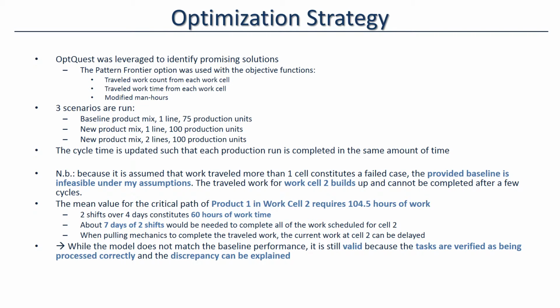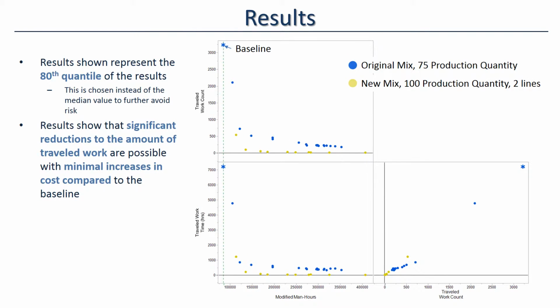So while we don't match our baseline performance, this model is still valid because the tasks are verified as being processed correctly, and this discrepancy can be explained. However, to compare, we've created a modified baseline where we've added 2 Saturday shifts for work cell 2 over the baseline. Okay, so here we're presenting the results from our optimization experiment, and we're presenting the 80th quantile of the results to help us reduce risk.